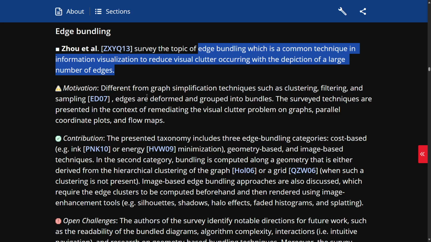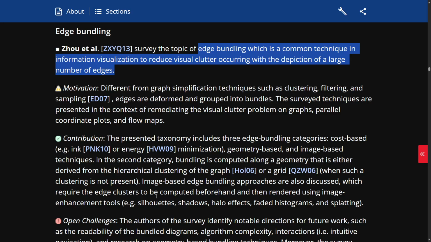Contribution. The presented taxonomy includes 3 edge bundling categories: cost-based, for example ink, PNK10, or energy, HVW09, minimization; geometry-based; and image-based techniques. In the second category, bundling is computed along a geometry that is either derived from the hierarchical clustering of the graph, HOLE 06, or a grid, QZW06, when such a clustering is not present. Image-based edge bundling approaches are also discussed, which require the edge clusters to be computed beforehand and then rendered using image enhancement tools, for example silhouettes, shadows, halo effects, faded histograms, and splatting.